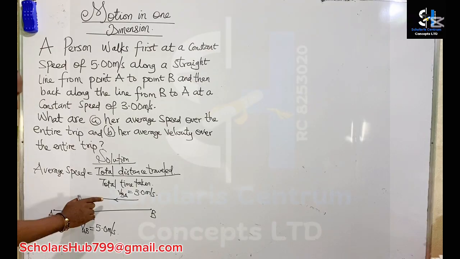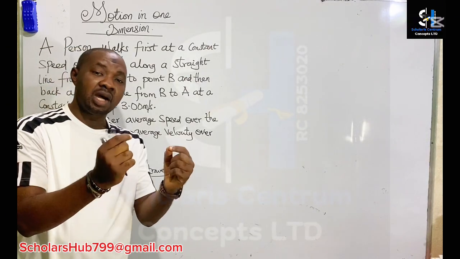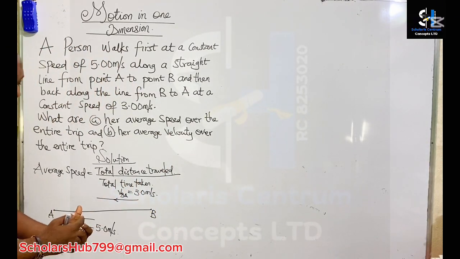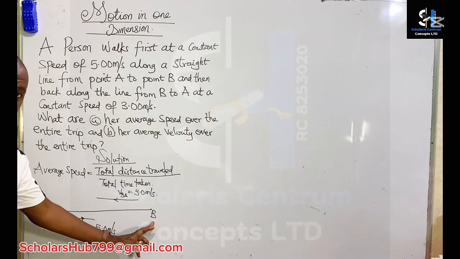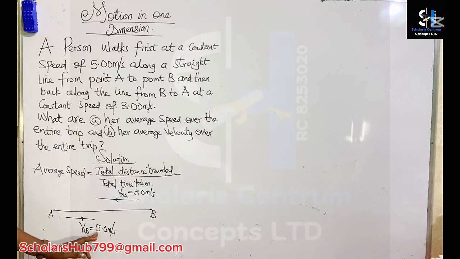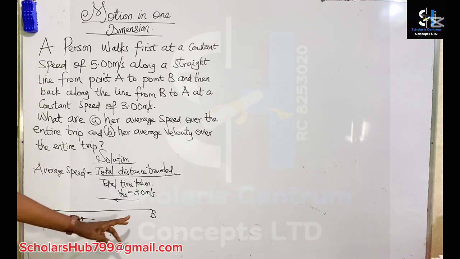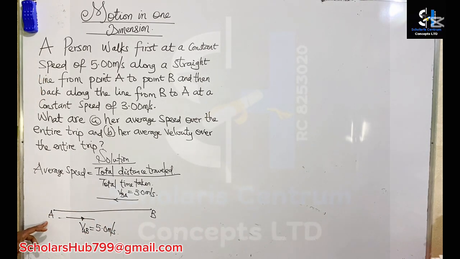It is important for me to indicate the arrowhead in the line diagram, for us to tell the direction. From A to B is 5 meters per second. Then from B to A is what? 3 meters per second.